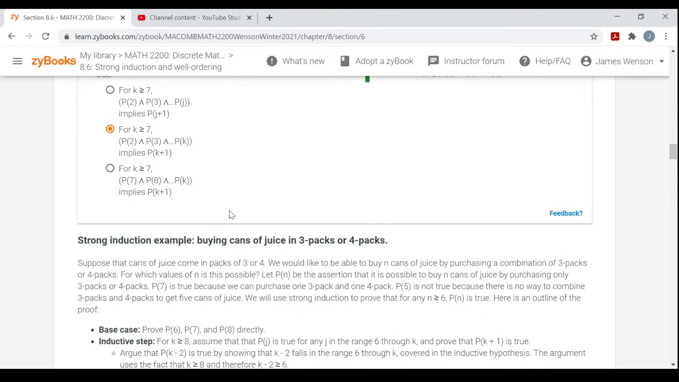Alright, so another strong induction example. Buying cans of juice in 3-packs or 4-packs.